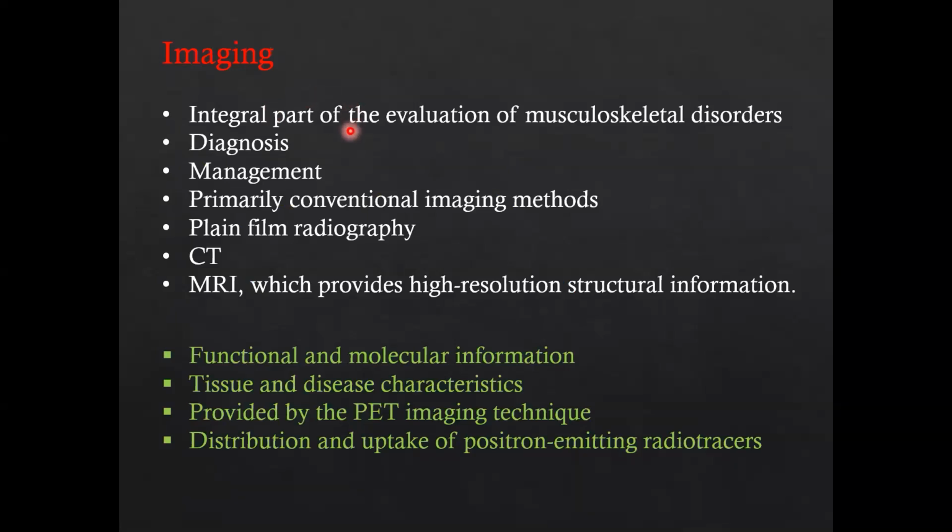So coming to imaging, how does the PET have an impact on the imaging of musculoskeletal system or disorders? It has become an integral part of the evaluation of the musculoskeletal disorders for the diagnosis and for the management. Primarily, conventional methods like plain film radiography, CT, or MR provide high resolution structural information, but functional and molecular information is not provided by these conventional modalities. So here comes the role of a PET, which gives information in relation to the tissues and disease characterization, and this is provided by the PET imaging technique, through the distribution and uptake of positron emitting radiotracers.